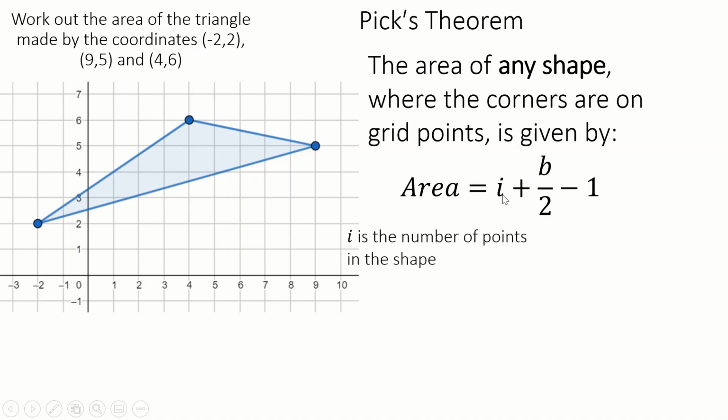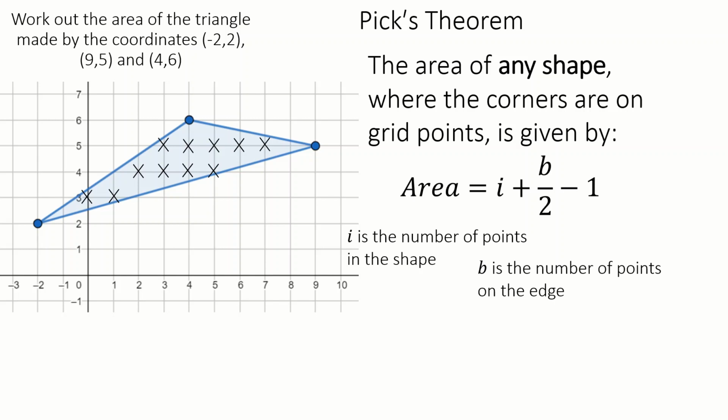Now what are these things? Well, I is the number of points on the grid inside the shape. B is the number of points on the grid on the edge of the shape. And minus 1 is just minus 1. So let's count the number of points inside the shape. We've got 1 here. There's 1, there's one, and so on. Let's just keep going. Those are all the grid points in the shape, so I think that's 12 of them, if I count up correctly.